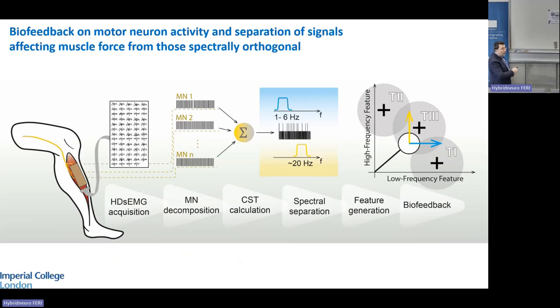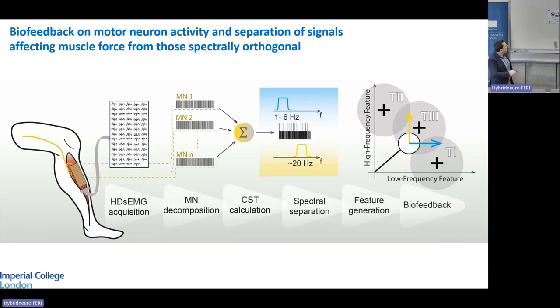Decoding motor neurons, and this time, instead of trying to control individual motor neurons, the full activity of the motor neurons, the multi-spike train, is divided in two frequency bandwidths. One is around beta, and one is below 6. This one is for natural movements, and this one is this high frequency band that we don't know if it can be controlled.